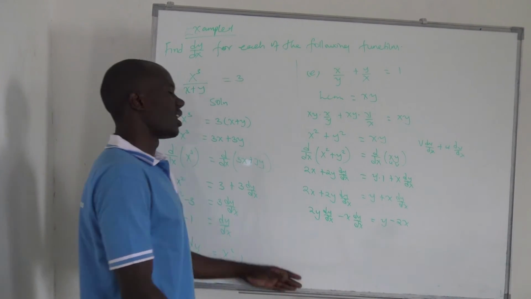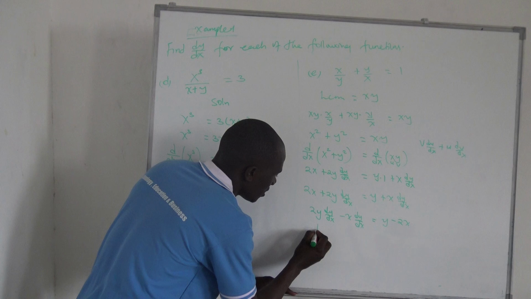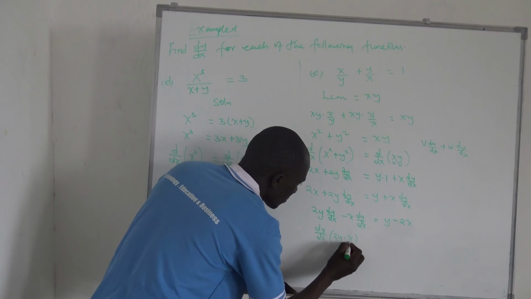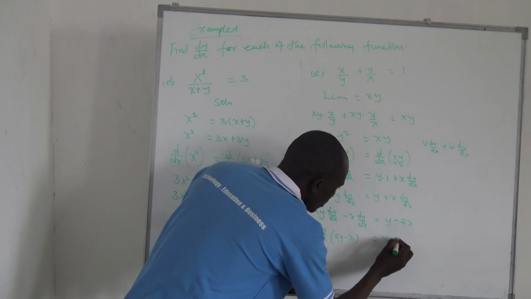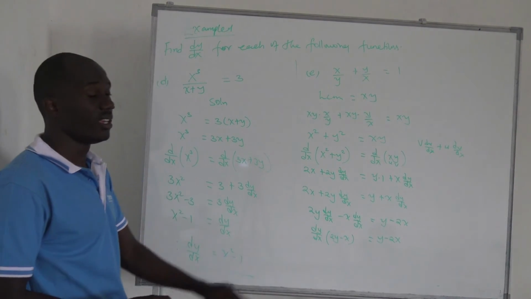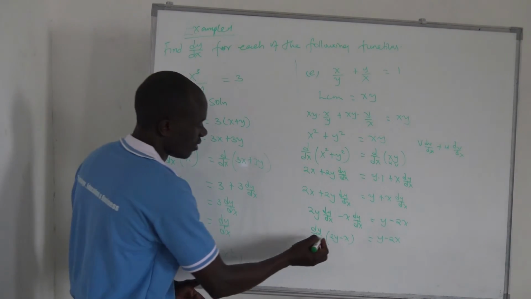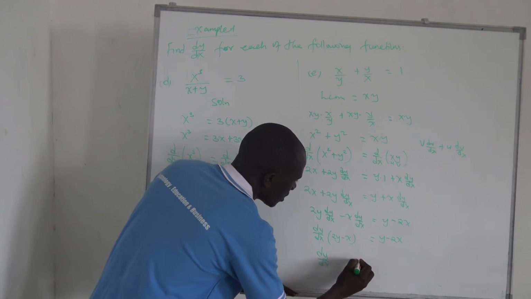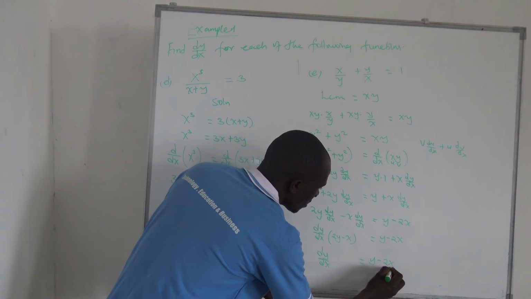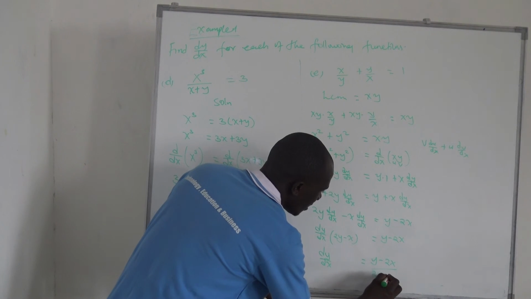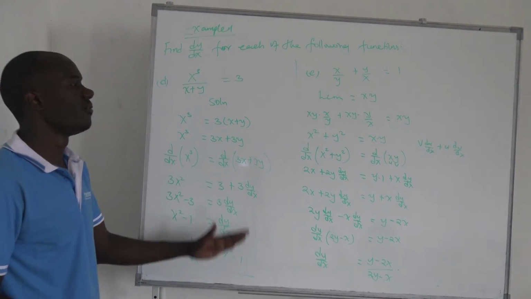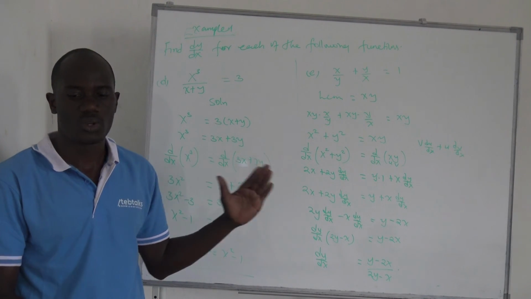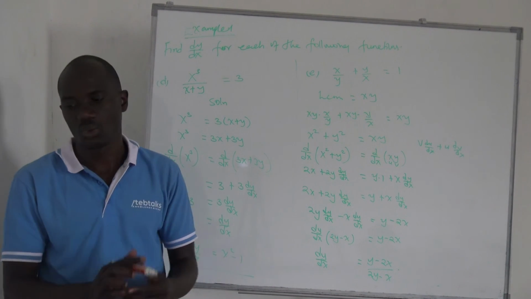This one has crossed. Now, what is common? What is common is dy dx. We remain with 2y minus x equals y minus 2x. So we divide by? We want to remain with dy dx. Divide by 2y minus x. So dy dx equals y minus 2x all over 2y minus x. That's what we call differentiating numbers up to the last climax. That's how we do such kind of numbers.